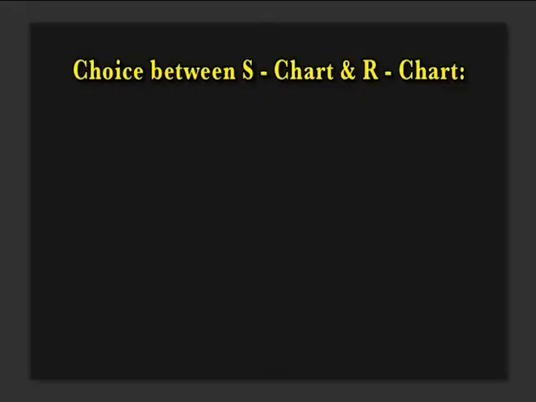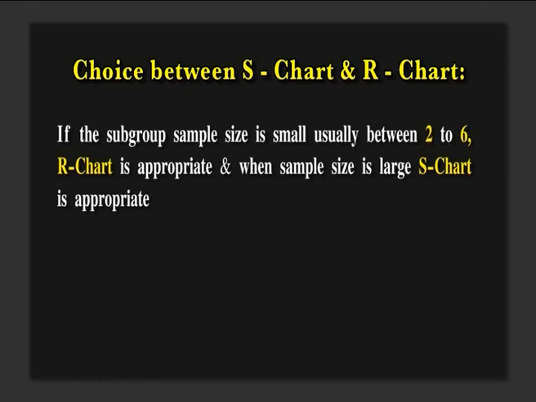The next question that arises is the choice between S chart and R chart. When to use S chart and when to use R chart. If the subgroup sample size is small, usually between 2 to 6, R chart is appropriate. When the sample size is large, S chart is appropriate, because when the sample size is large, R is varying too much.